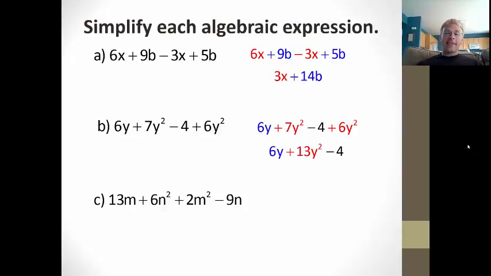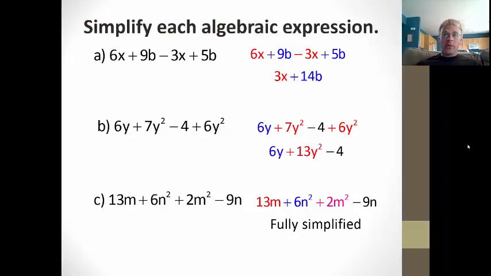Let's take a look at our last example here. So we've got a bunch of m's and n's down here, and it's kind of a trick question here. We can't simplify, this is already fully simplified, we can't simplify it anymore. None of the terms are like terms. Even though some of them have the same variables, the variables that are the same do not have the same exponents. So we would just say this expression is already fully simplified.